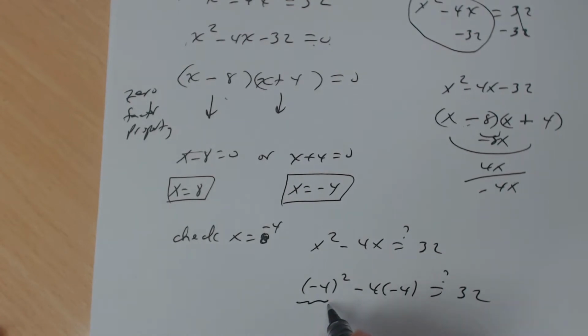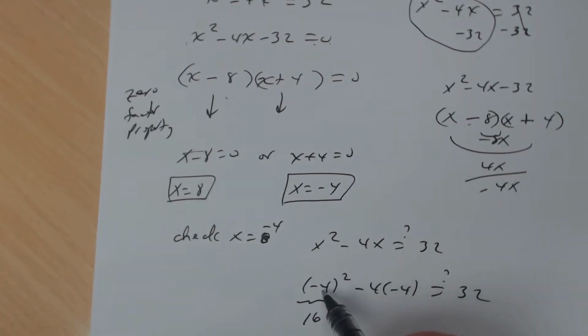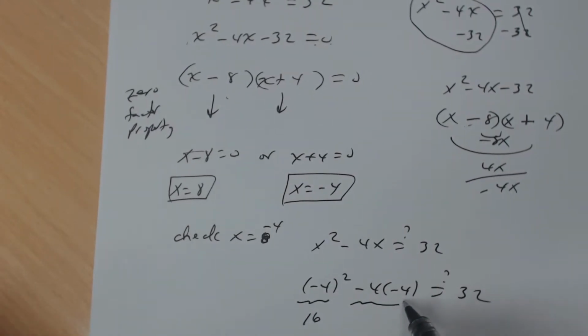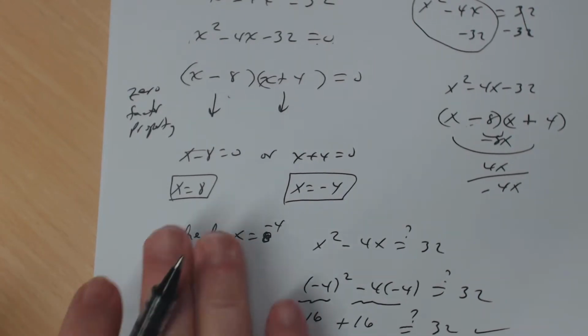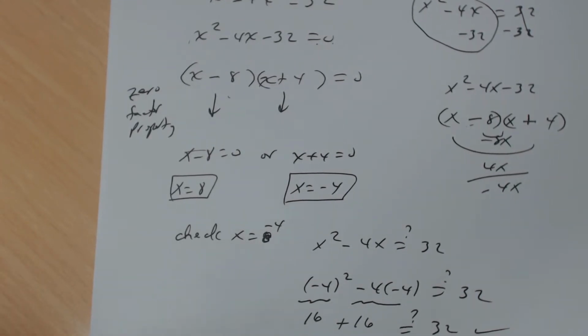All right, well, negative 4 squared is a positive 16. So make sure if you're using a calculator, you put negative 4 in parentheses and then squared, because negative 4 in parentheses squared means negative 4 times negative 4, which is a positive 16. And negative 4 times a negative 4 is also a positive 16, and so 16 plus 16 is equal to 32. Okay, and you do the same thing for 8, and you'll see it will check out. All right, that's number 2. Okay, number 3.